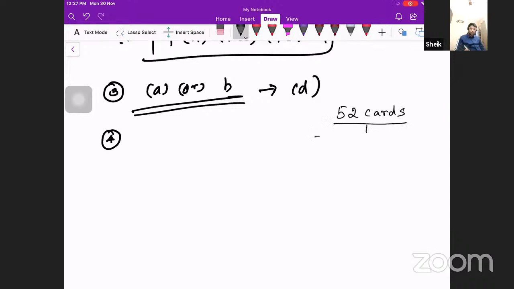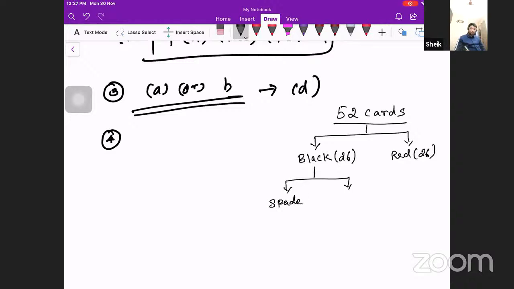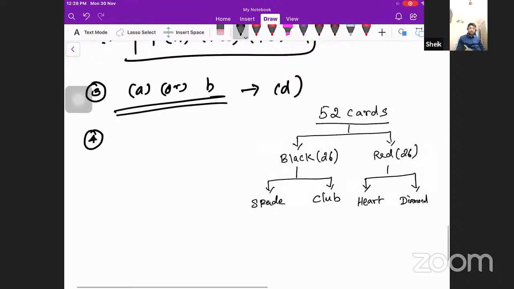In playing cards, there are 52 cards. I'm going to divide them into 2 colors: black and red. There will be 26 black cards and 26 red cards. In black, we have 2 types, that is 2 suits: spade and club. In red, we also have 2: heart and diamond.